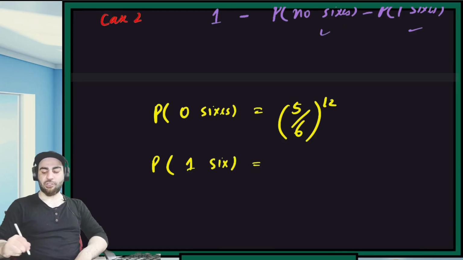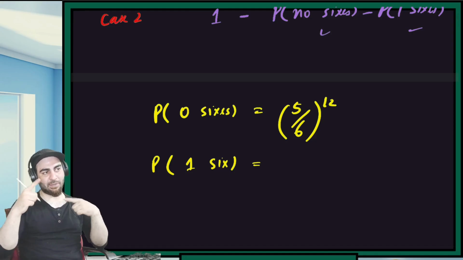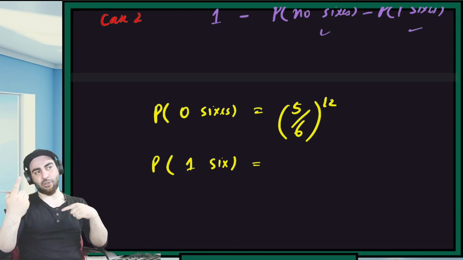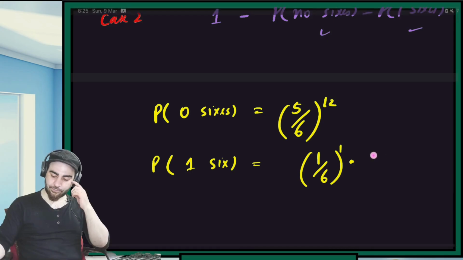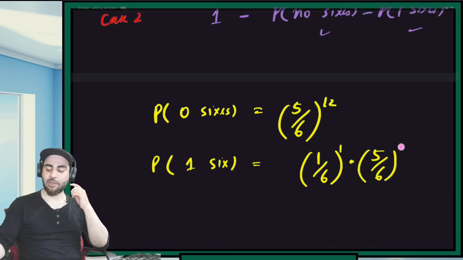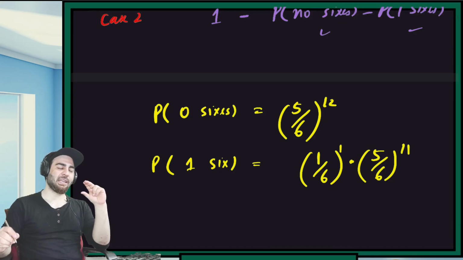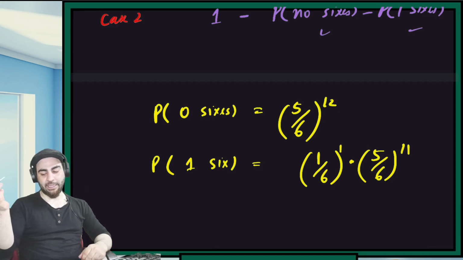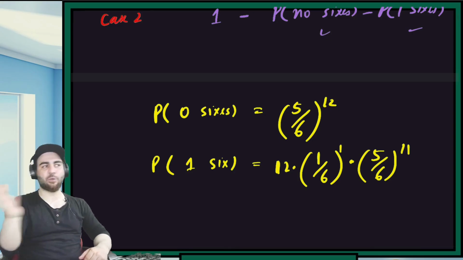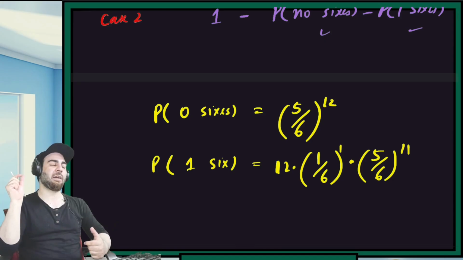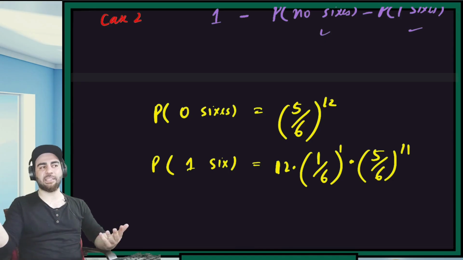And then we have the probability of 1 six. How much is that? One among the 12 dice has a 6 on it, and the other 11 have no sixes. So 1 by 6 for that one die, 1 by 6 raised to the power 1, multiplied by 5 by 6 raised to the power 11 for the other dice, which have non-6 numbers. But how many such arrangements can there be? There can be 12 possibilities, because any one of the 12 dice can be the one with the 6, and for the rest of the 11 dice there is a non-6 number.